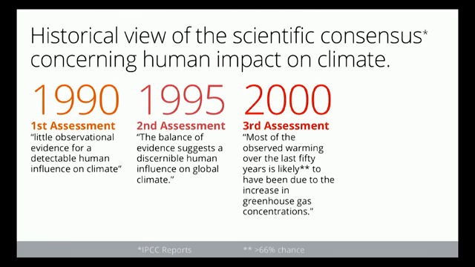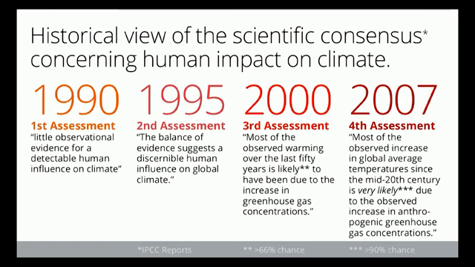And 5 years later, most of the observed warming over the last 50 years is likely, greater than 66, 2/3 chance, to have been due to increase in greenhouse gas concentrations. 2007, the fourth assessment, most of the observed increase in global average temperature since the mid-20th century is very likely, greater than 90% chance, due to the observed increase in anthropogenic greenhouse gas concentrations.